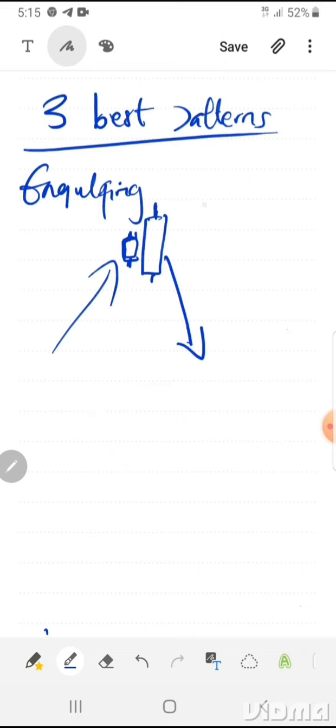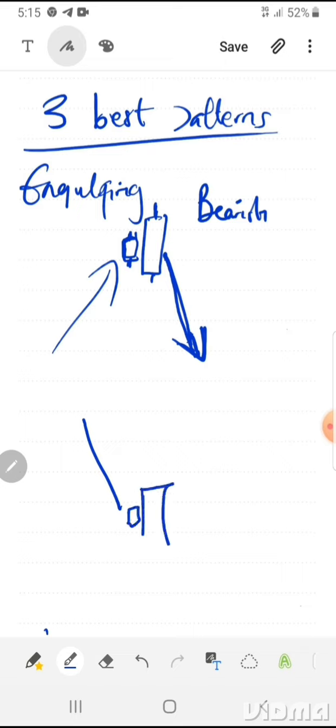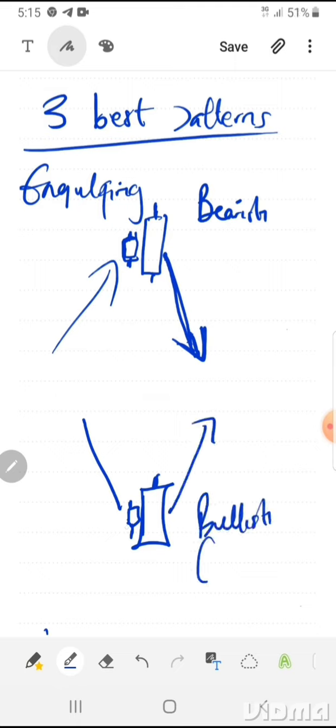This is known as what? A bearish engulfing. Why is it called bearish? It's downward movement. It created a downward movement. Then if the market was to come down, then there's a small one, there's another one engulfing it, another big one engulfing this small one, and the market goes up. This is called a what? A bullish engulfing. Can you see that? These are very fundamental entries.